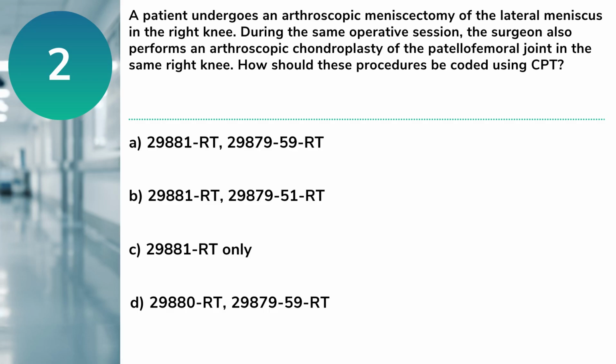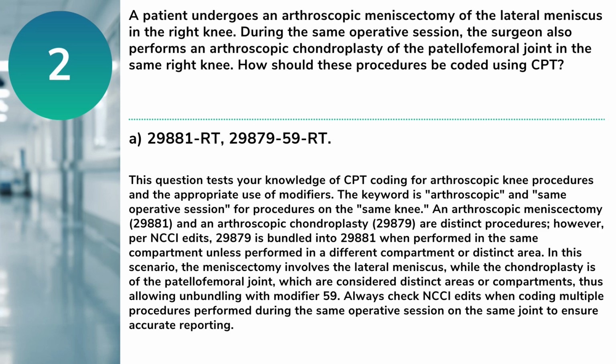A. 29881RT, 29879-59RT. B. 29881RT, 29879-51RT. C. 29881RT only. D. 29880RT, 29879-59RT. Answer: A. 29881RT, 29879-59RT. This question tests your knowledge of CPT coding for arthroscopic knee procedures and the appropriate use of modifiers.